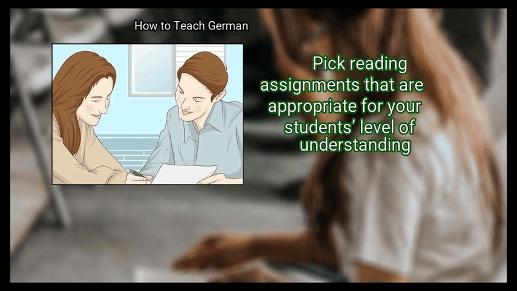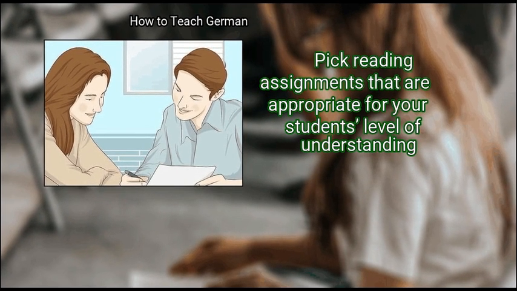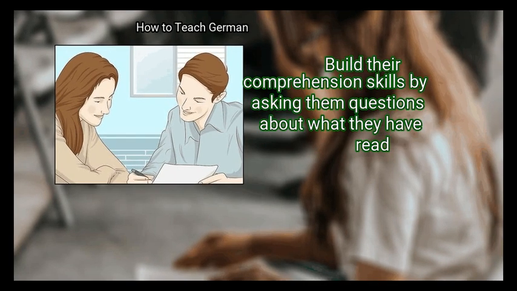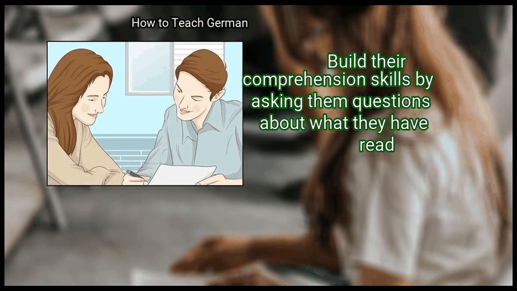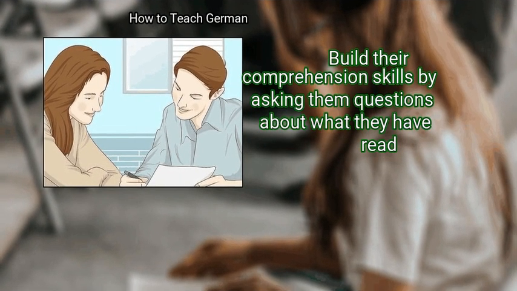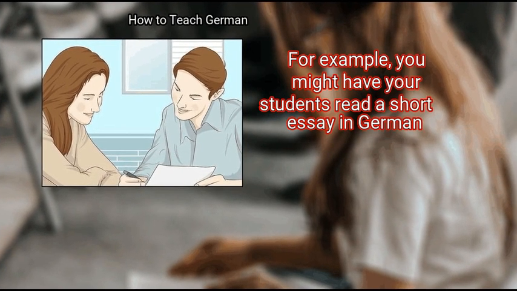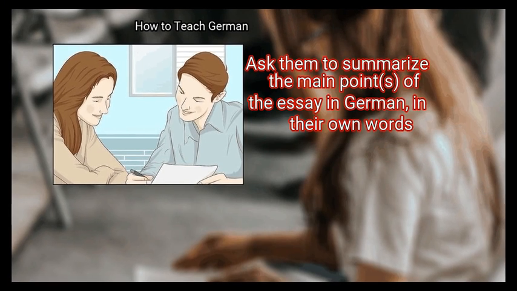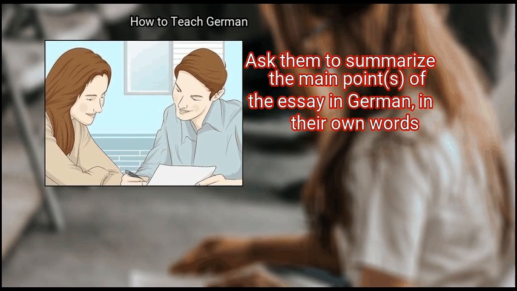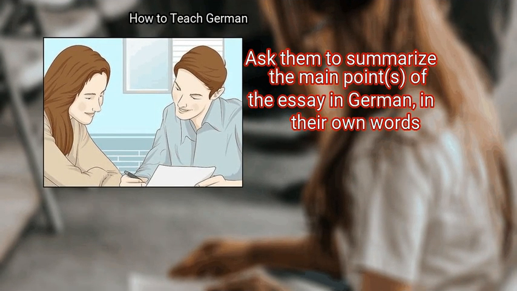Pick reading assignments that are appropriate for your students' level of understanding. Build their comprehension skills by asking them questions about what they have read. For example, you might have your students read a short essay in German. Ask them to summarize the main points of the essay in German, in their own words.